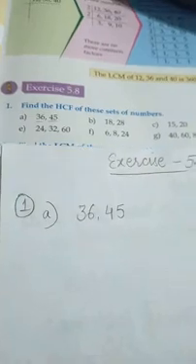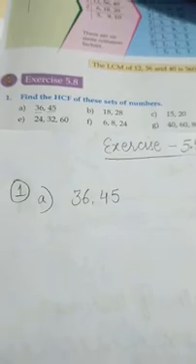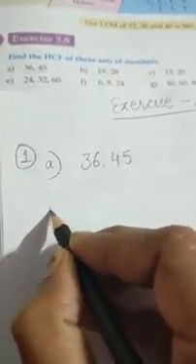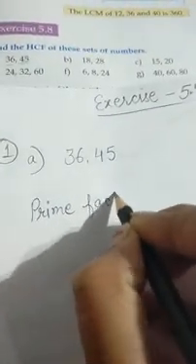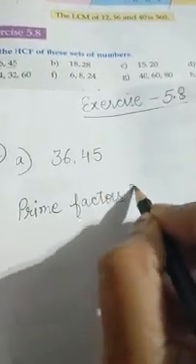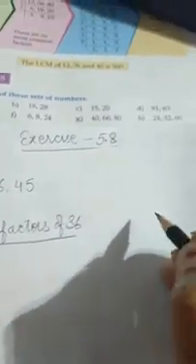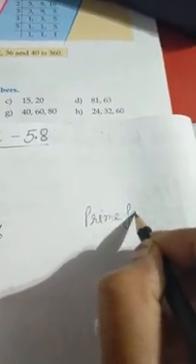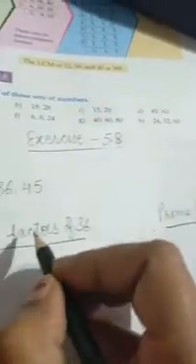Here we will find out the HCF using the prime factorization method. Yes, see how we will do. Firstly, we will find out prime factors of 36, then we will find out prime factors of 45. See here how to calculate.